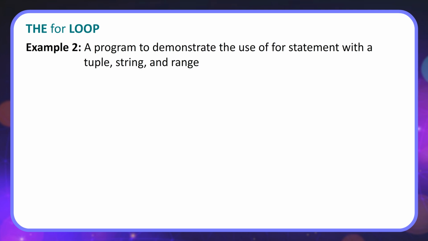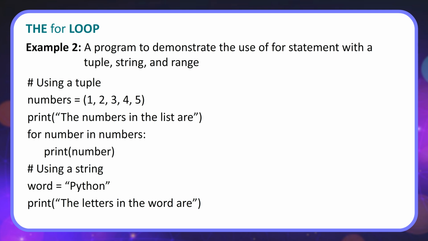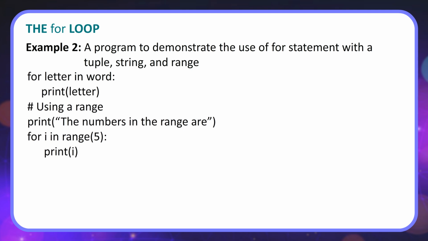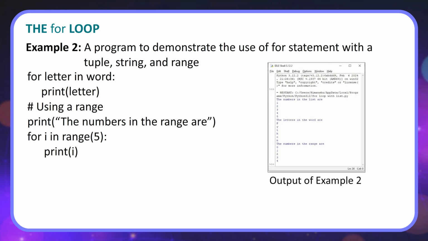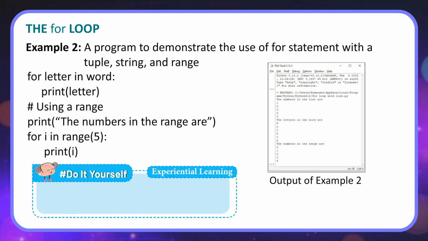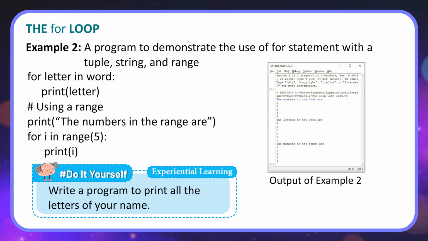Example 2. A program to demonstrate the use of for statement with a tuple, string, and range. Using a tuple, numbers = 1, 2, 3, 4, 5. Print the numbers in the list are. For number in numbers, print number. Using a string, word = Python, print the letters in the word are. For letter in word, print letter. Using a range, print the numbers in the range are. For i in range 5, print i. Output of example 2. Do-it-yourself, experiential learning: write a program to print all the letters of your name.